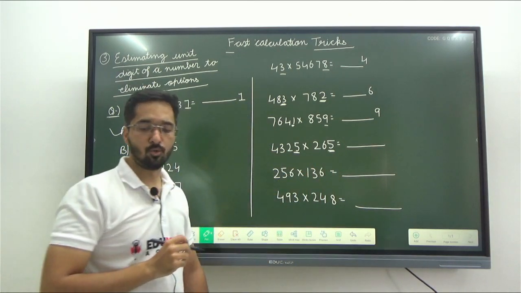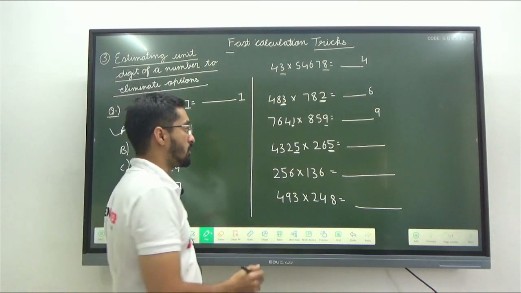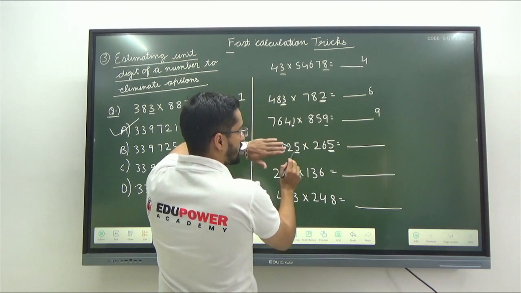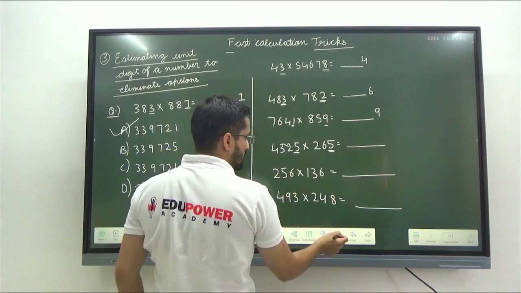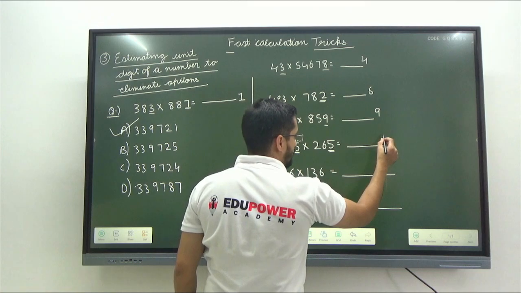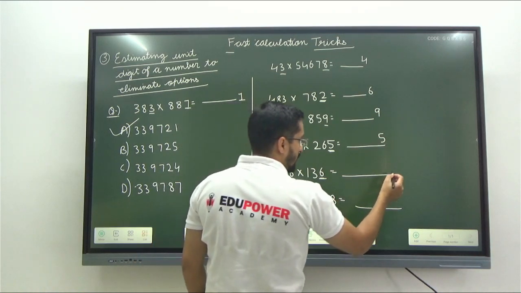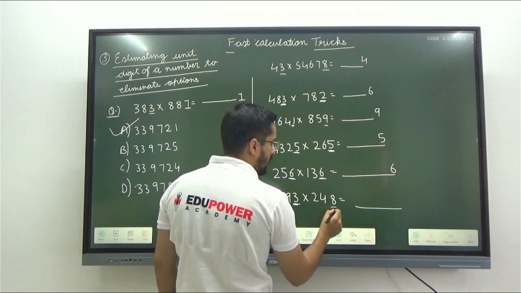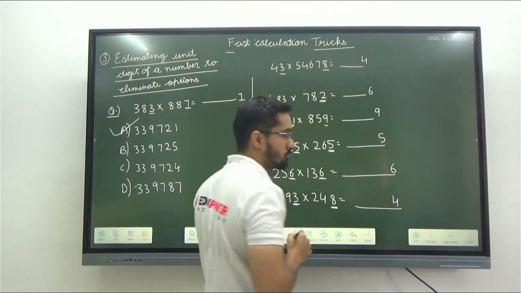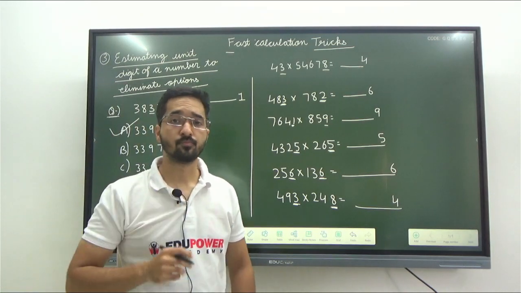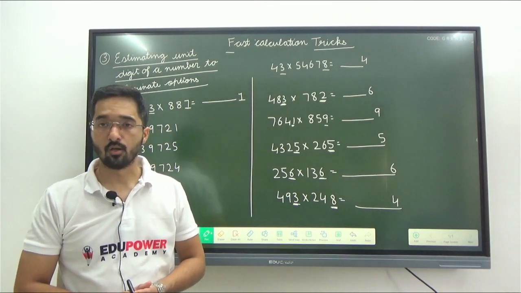Basically, to find the unit digit of any product, you just have to focus on the unit digit of the numbers. Do not look at the other digits, you just have to look at the unit digit. So, 5 into 5 will be 25, so the unit digit will be 5. 6 into 6 will be 36, unit digit will be 6. 3 into 8 will be 24, so the unit digit will be 4, right, fair enough. So, this trick was my third trick to find the unit digit of a number.